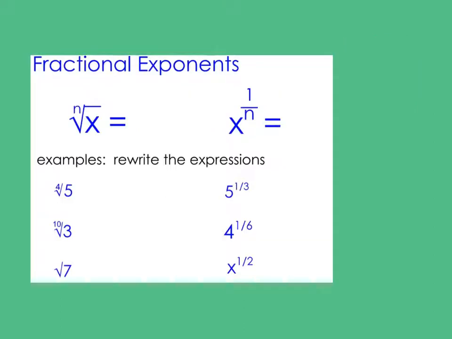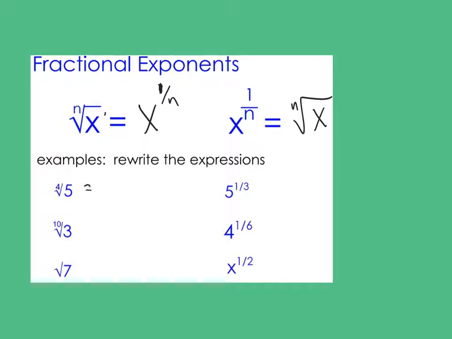So just to recap, the nth power of x can be written as x to the 1 over n. And x to the 1 over n can be referred to as the nth root of x. Okay, and this is a 1. So let's rewrite the expression.